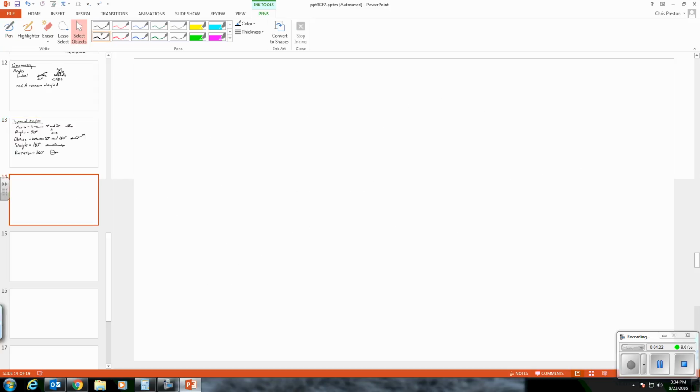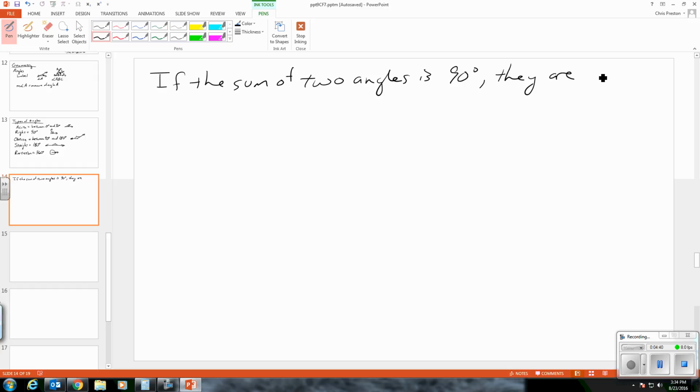And then a couple of relationships between angles. If the sum of 2 angles is 90 degrees, they are complementary to one another. So, they may say, okay, what if 42 degrees is one of your angles? What's the angle that's complementary to that? Well, it would be 48 degrees, because if you add those together, you get 90.